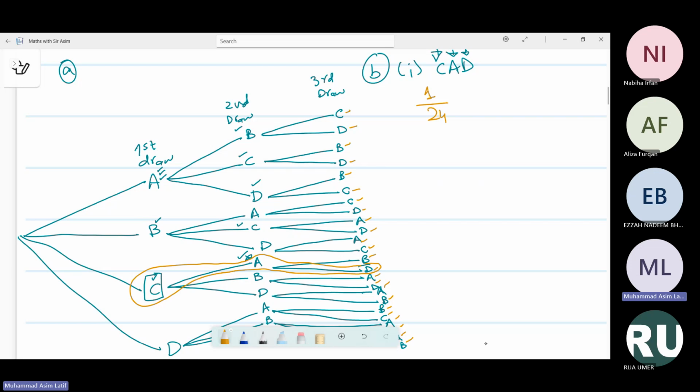And this is one of the methods that I've done, that it creates only one branch of this tree out of a total 24 branches. Second method could be method 2.